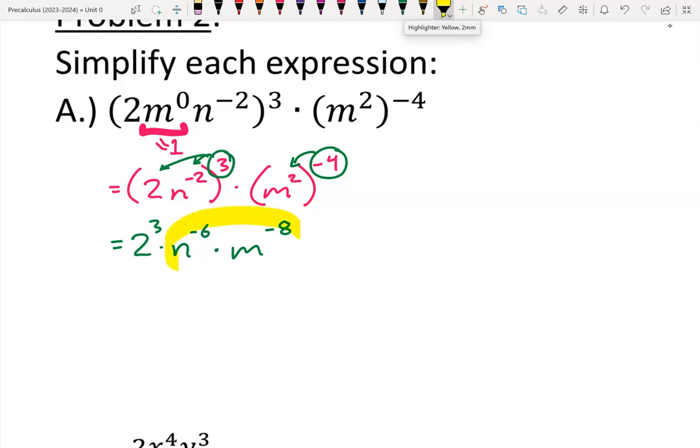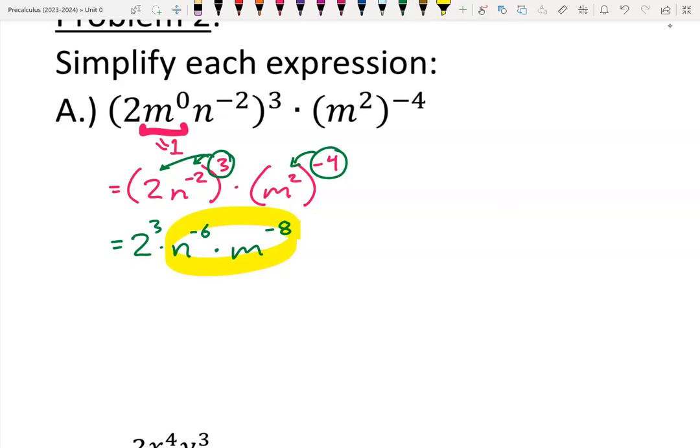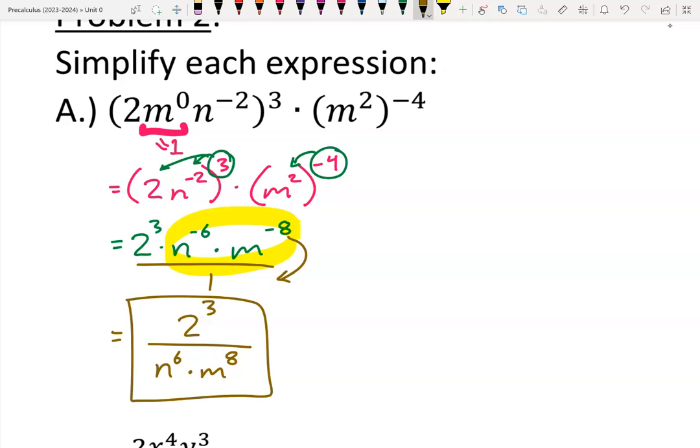But we have some negative exponents. We don't want any, so we're going to rewrite this one more time. Remember, negative powers flip to the other side of a fraction. We don't see a fraction, so we make a fraction, and those will come down. So our final answer will be 2 to the third over n to the 6th times m to the 8th. And that would be our final result.